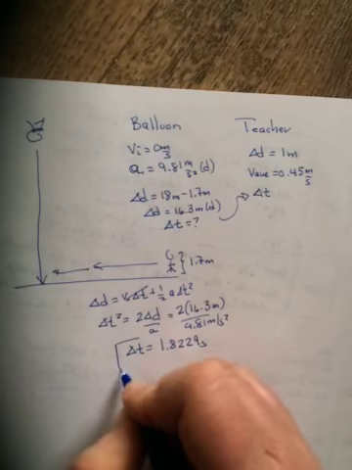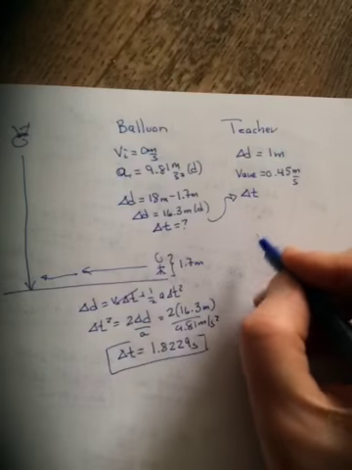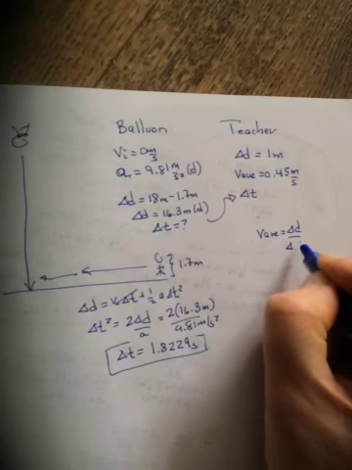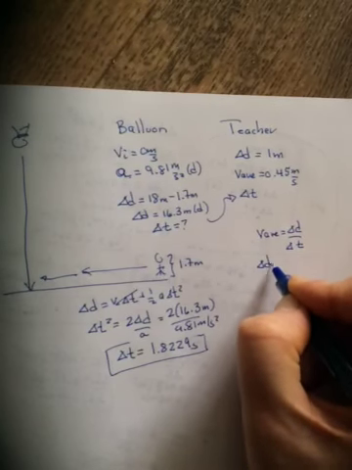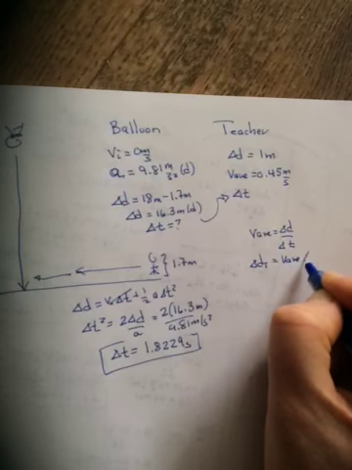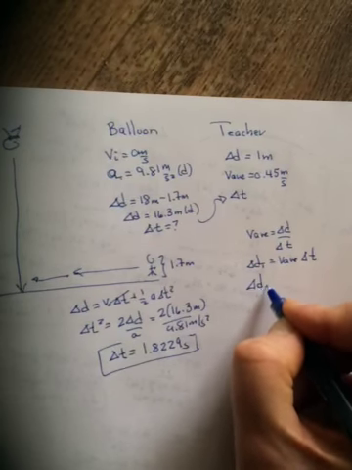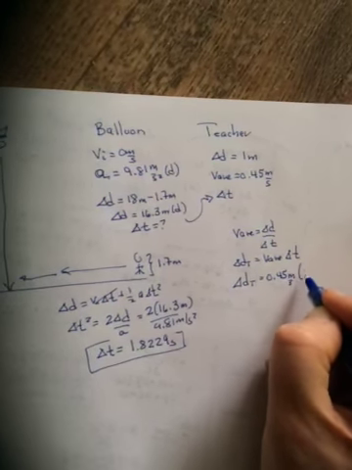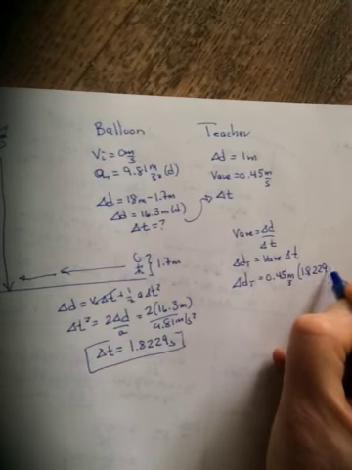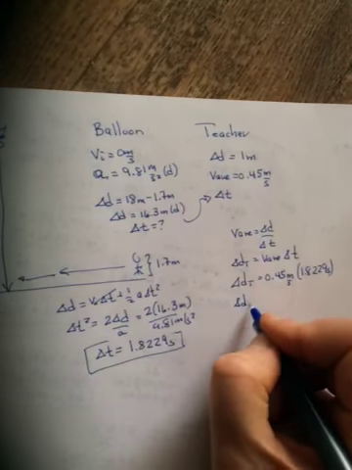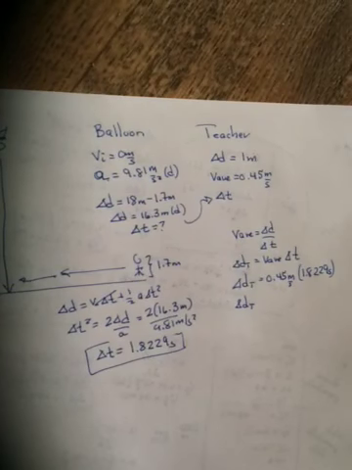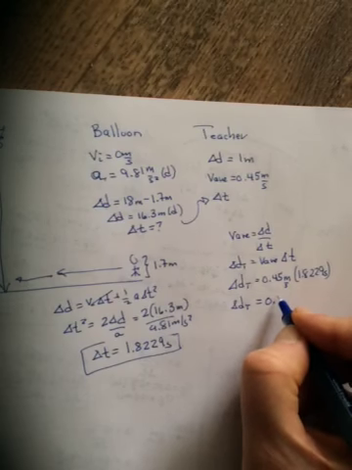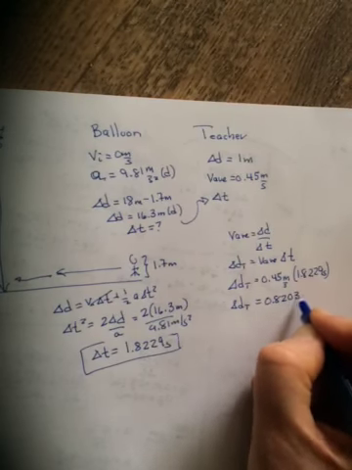Okay, so I would use this, and I would go over here and use VAV is equal to delta D over delta T, and I would find the delta D of the teacher. VAV times the time of the water balloon, just to see where the teacher is. So 0.45 meters per second times that 1.8229, and there are other decimals there, so keep it all in your calculator, multiplied by 0.45, and you get that the teacher is 0.8203 meters away.